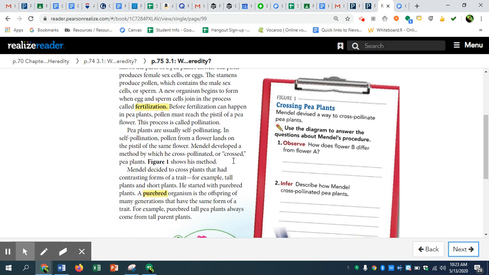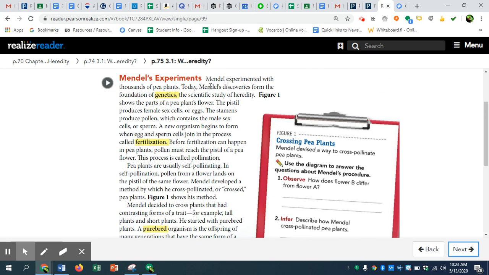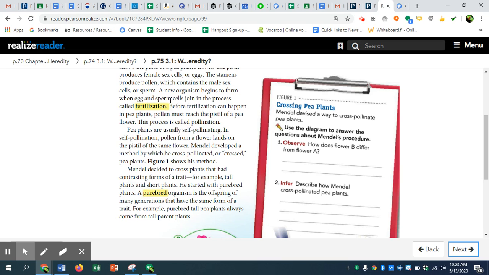Okay, so Mendel's discoveries form the foundation of genetics. So genetics is just the study of heredity. So this whole thing that we're doing, we are studying genetics, how traits get passed from parent to offspring. So the next word is fertilization. A new organism begins to form when the egg and the sperm join in a process called fertilization.